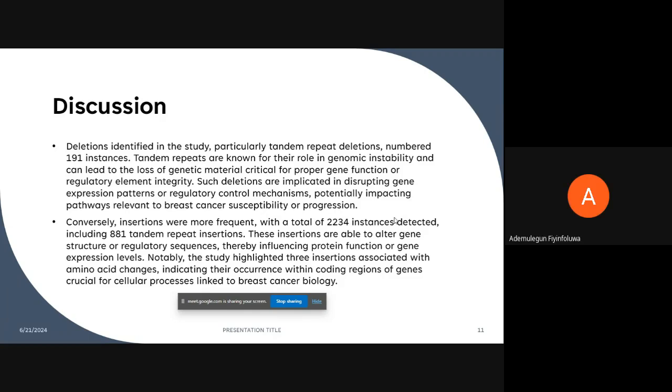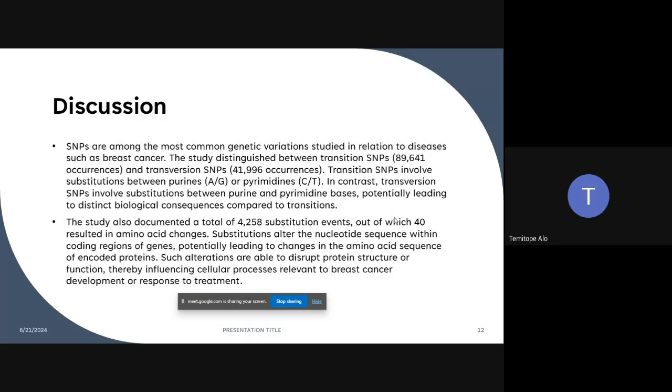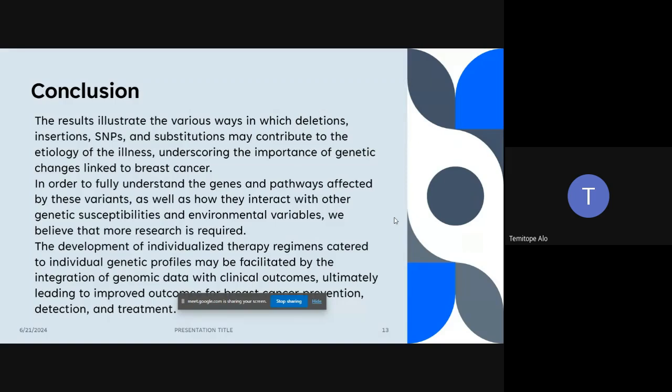Okay, so SNPs are the most common genetic variations related to breast cancer, and it is important that these SNPs are studied further to understand the individual dispositions to breast cancer. And not just that, so that we will be able to integrate our results with clinical outcomes, and ultimately to help us with breast cancer prevention, detection and treatment.